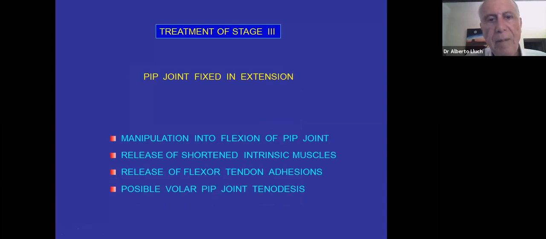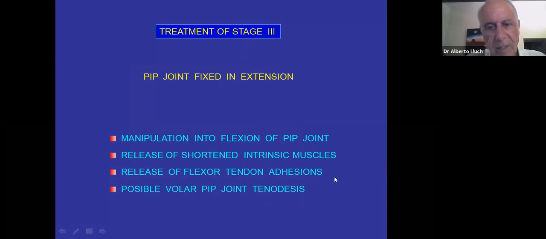And the treatment, when there is a PIP joint fixed in extension, is manipulation into flexion of the PIP joint. You don't need to do surgery. Release of short and intrinsic muscles, then you have to release them because you cannot elongate them by manipulation. Release of flexor tendon adhesions.